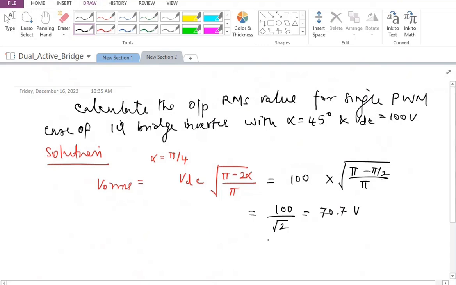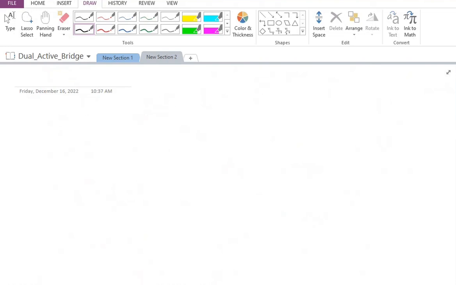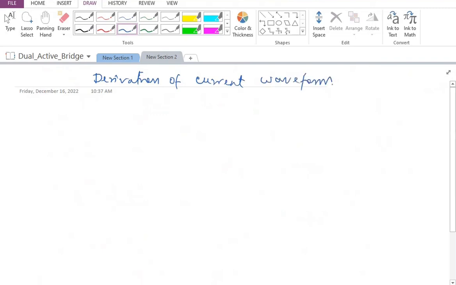So we are looking at lesser and lesser magnitude of RMS value as we increase alpha further and further. For alpha equal to 30, it was 81.65 volts, whereas for alpha equal to 45, it is 70.7 volts. One more, I'm not exactly giving the numerical example, but I'm asking you to think about this derivation of current waveform for a single phase square wave inverter.